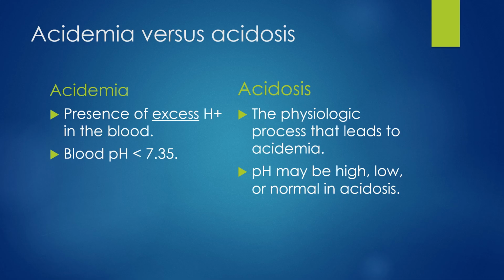So if I tell you a patient is acidemic, I am telling you their pH is low. If I tell you the patient is acidotic, I'm telling you some pathology is occurring that could lead to acidemia. This could be due to hypoventilation, like I had already mentioned, like when you get CO2 buildup, or like decay in which acid builds up, or even loss of bicarbonate, like in nausea, vomiting, and diarrhea.